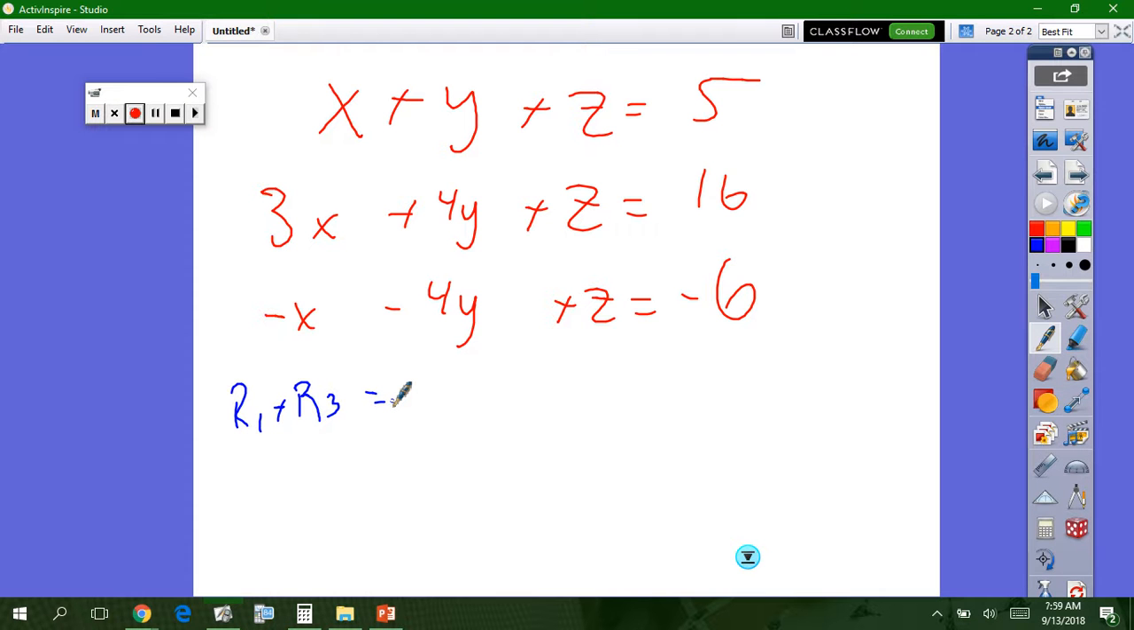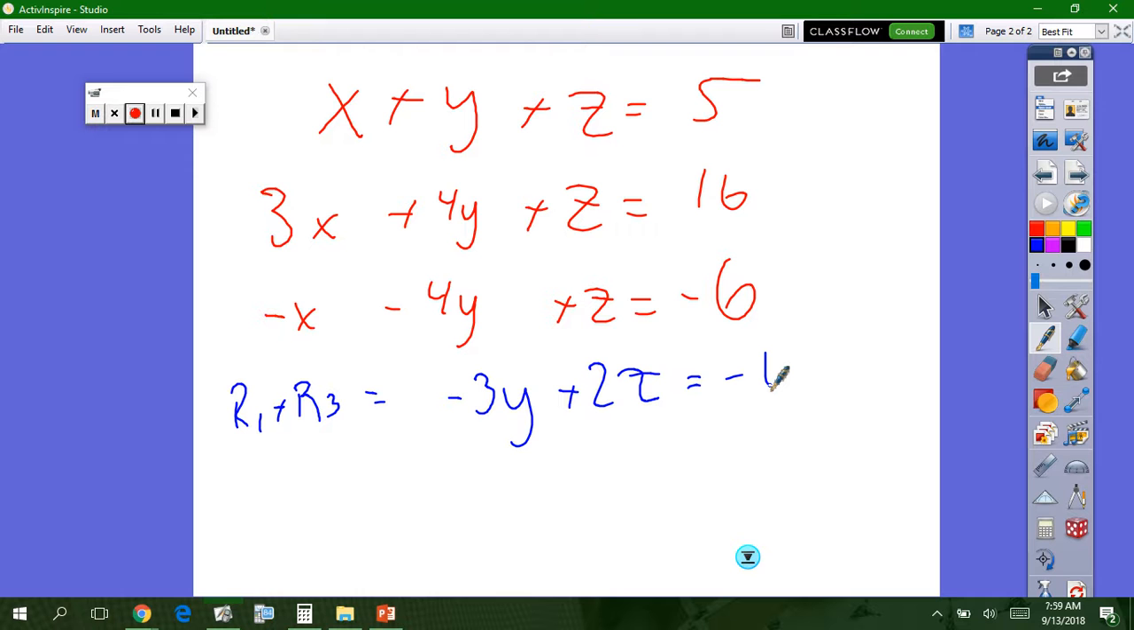X minus X is 0. Y minus 4Y is negative 3Y. Z plus Z is 2Z. 5 minus 6 is negative 1. Does everybody understand how I received those? Now, because we eliminated the X, that's what I have to go after again, don't I? Okay? Even though eliminating this Y would be easy too, right? But I have to go after the same thing. I have to eliminate x again.